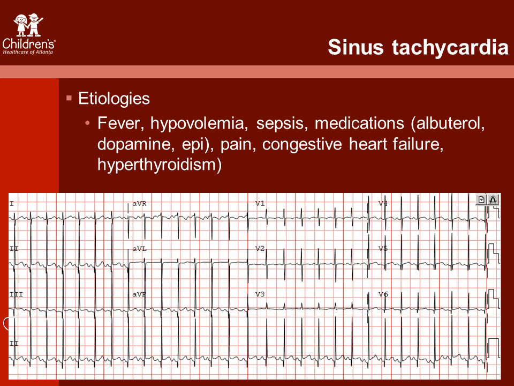Sinus tachycardia, again, has multiple etiologies, such as fever. If you're in a dehydrated state, the heart is going to increase its rate to maintain cardiac output. Sepsis, in addition, because there is systemic vasodilation in a septic state, so the heart has to maintain cardiac output by increasing the rate. Multiple medications will cause sinus tachycardia as a side effect, and medications are used quite commonly: albuterol, dopamine, epinephrine. Pain, again, can cause it, as will irritability, and congestive heart failure.